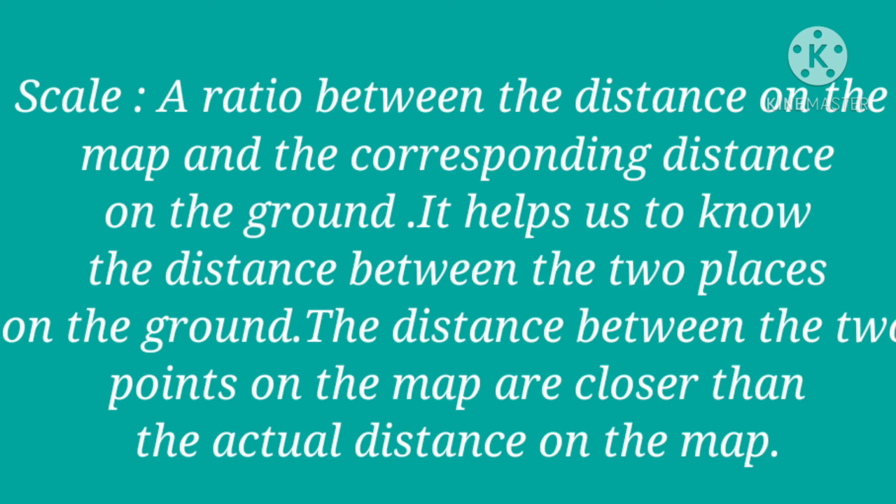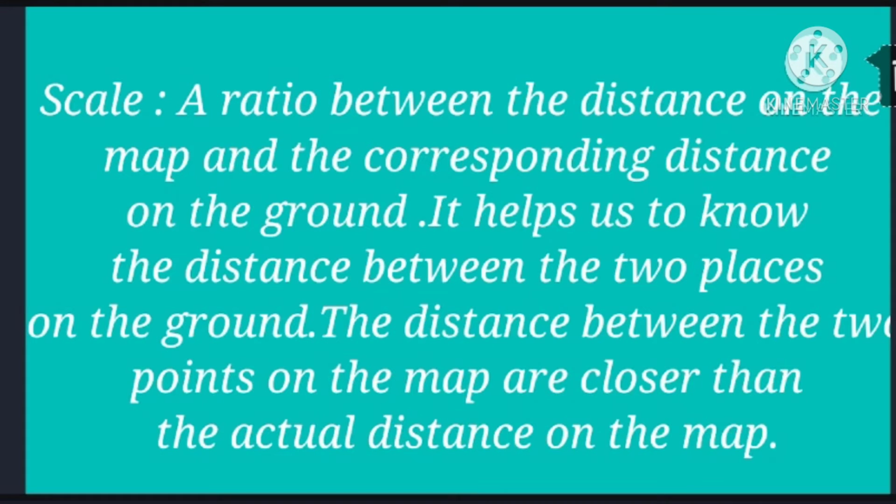The next component is scale. We have already discussed what is a scale. A scale is a ratio between the distance on the map and the corresponding distance on the ground. It helps us to know the distance between two places on the ground. The distance between two points on the map is closer than the actual distance on the ground.